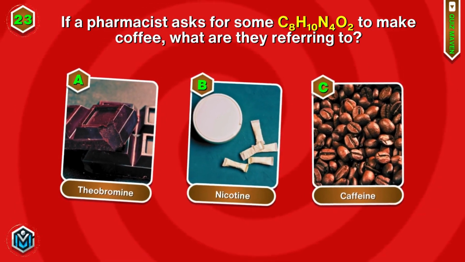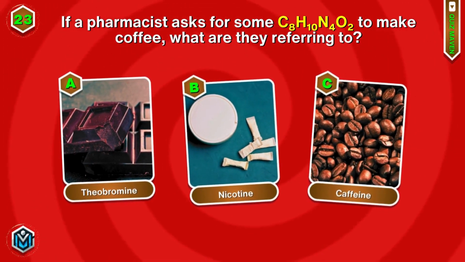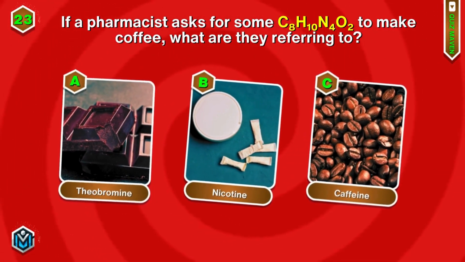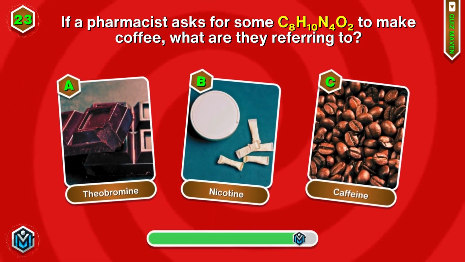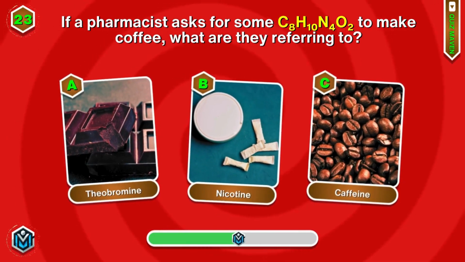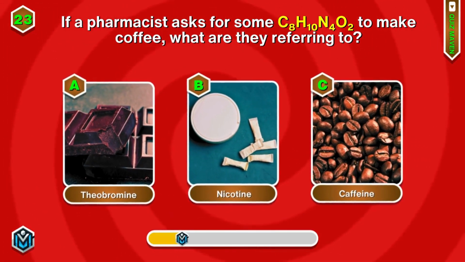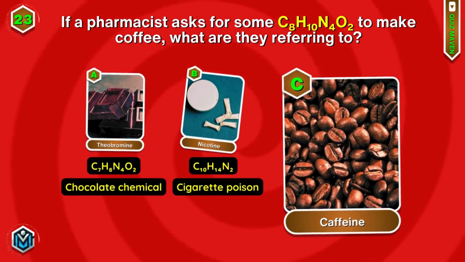If a pharmacist asks for some C8H10N4O2 to make coffee, what are they referring to? Theobromine, nicotine, or caffeine? Caffeine.